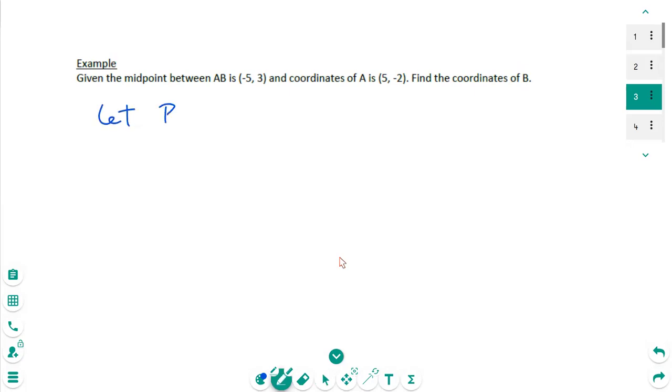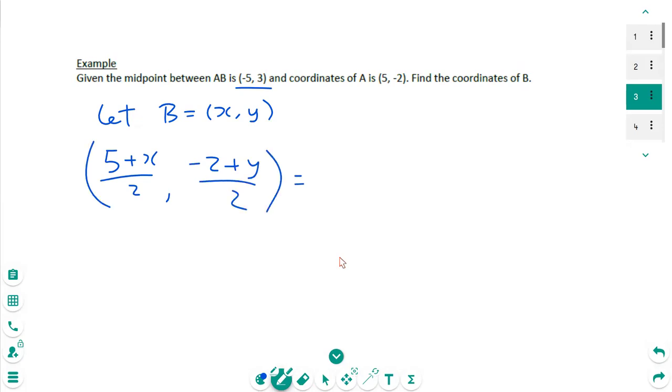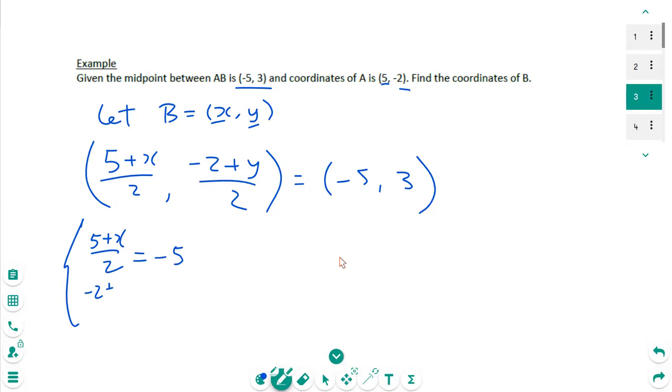So what we can do is let B equal x, y. We don't know the coordinates of B, so we can let it be x, y. Then we can set up the equation using the midpoint. So the midpoint of AB is (5 plus x over 2, -2 plus y over 2), which will equal -5, 3. So we add up the x coordinates of A and B, halve it, and the same for y. What it means is we can get two equations: 5 plus x over 2 equals -5, and -2 plus y over 2 equals 3.